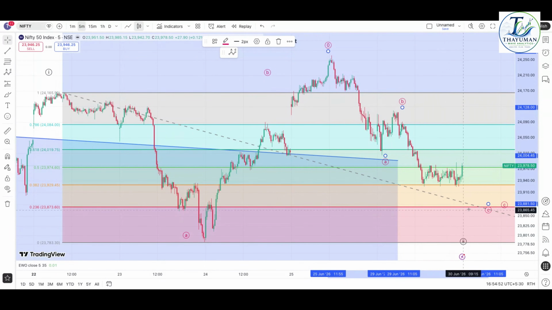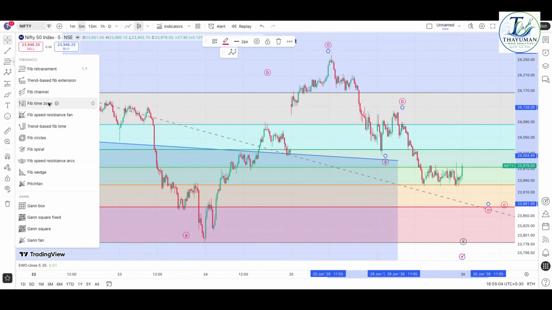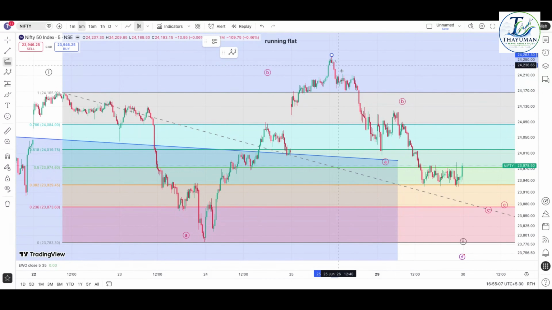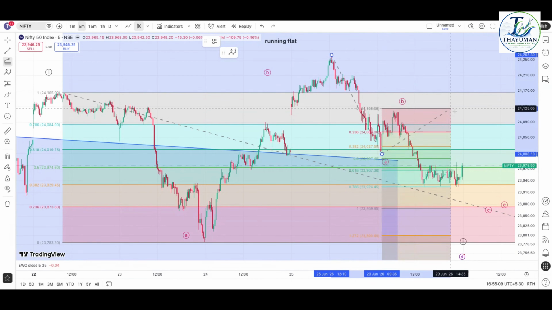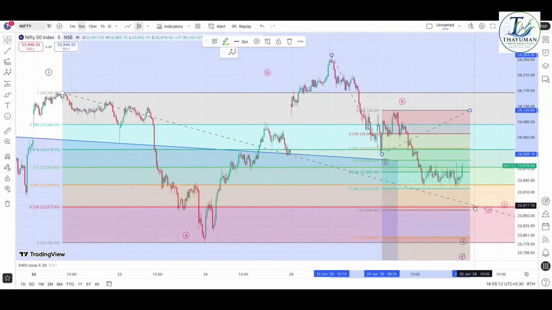This is also one other opinion or assumption, and at this moment I'm inclined towards this. In that case I expect somewhere around 23,865, at least 23,900, 23,860. Based on the trend based Fibonacci extension, I expect somewhere to be 23,865.